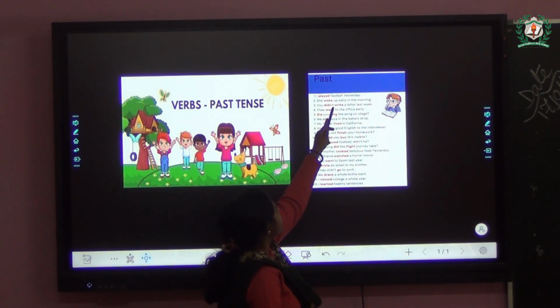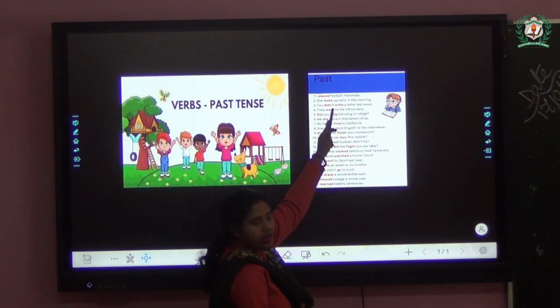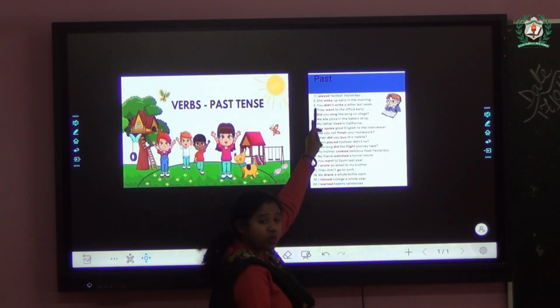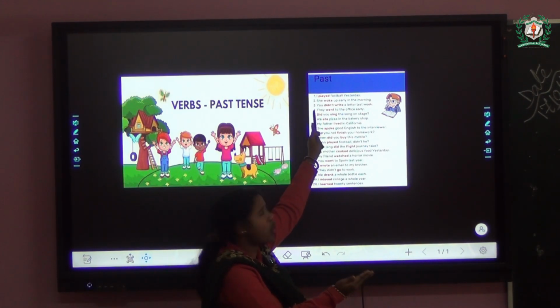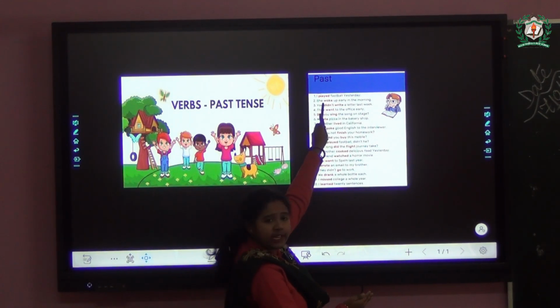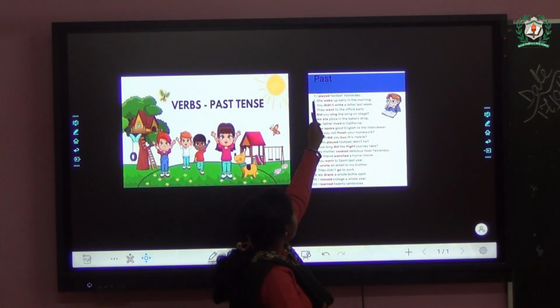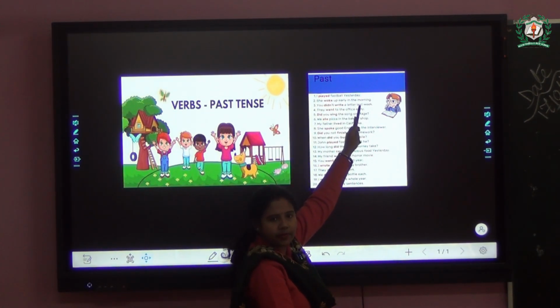I played football yesterday. So what is the main verb here? Play. And as you all know, the regular verbs, how do those verbs become past form? If we add ed to those verbs, it becomes past. So it's a very easy one. I play becomes I played football yesterday.